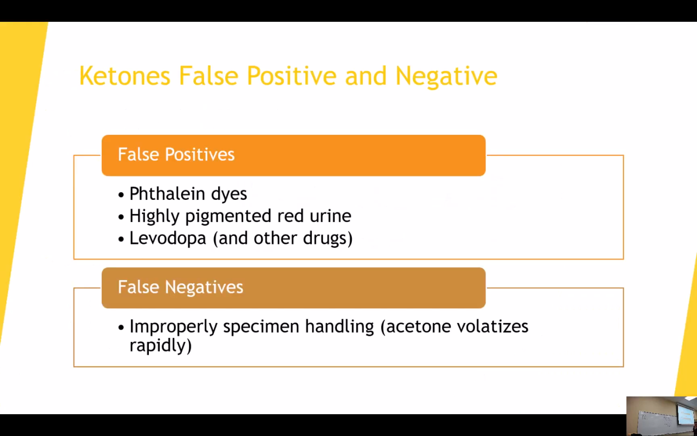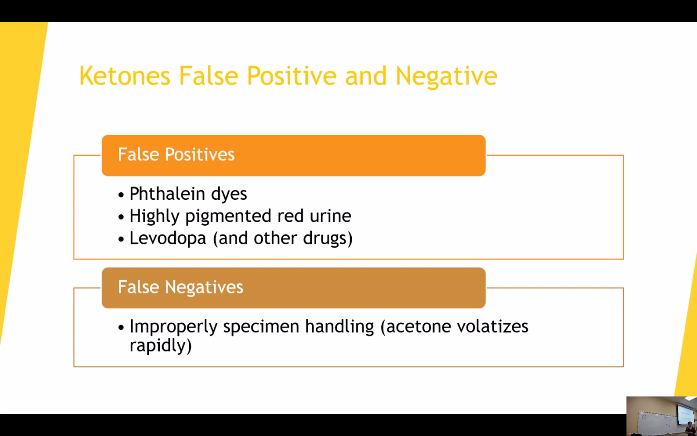False positives and negatives. Your false positives: your phthalate dyes, any sort of highly pigmented urine. Again, it's going to stain that light colored pad. And the other one that's really interesting for false positives is levodopa. It's a Parkinson's med. And there are certain other drugs, but we see this one quite a bit. It's a pretty common Parkinson's med. So the levodopa is going to cause false positives.